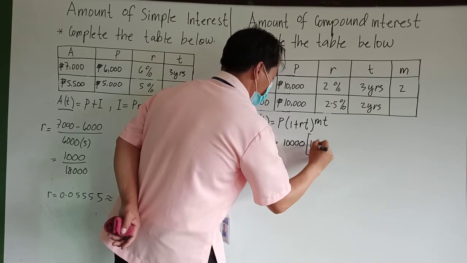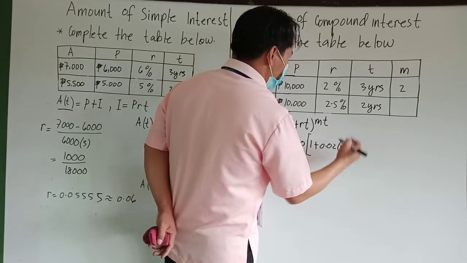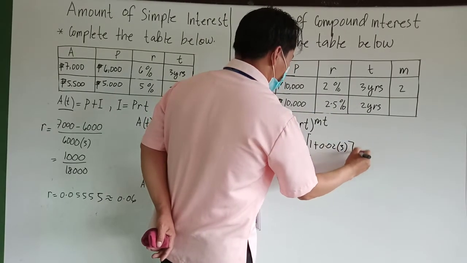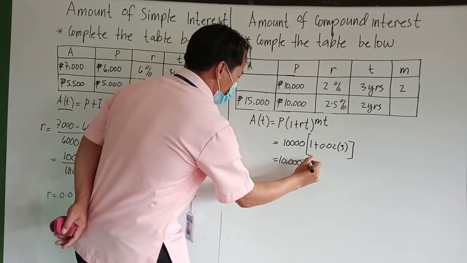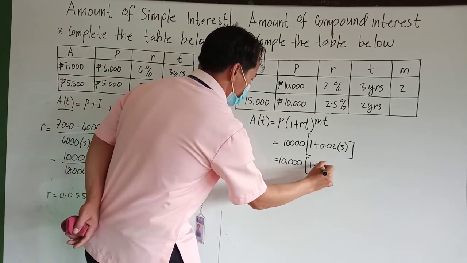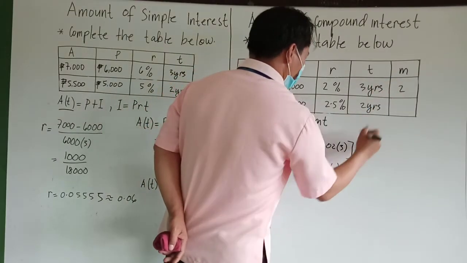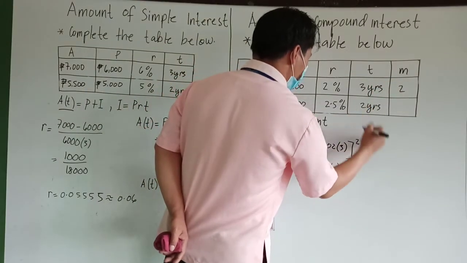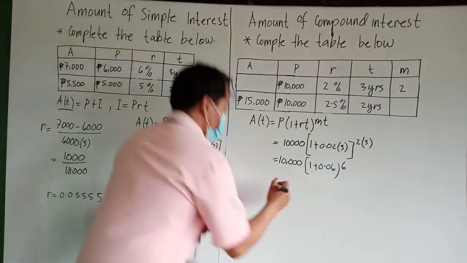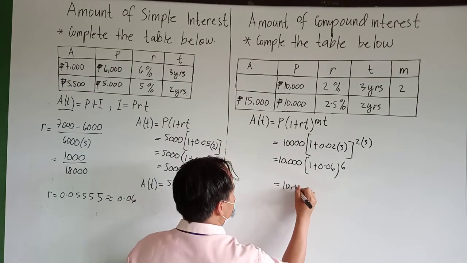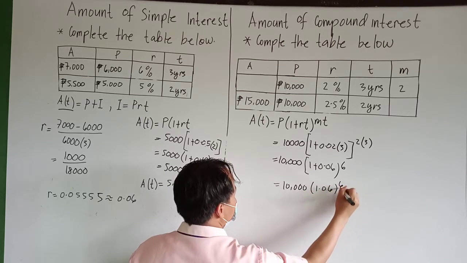The quantity of 1 plus the rate, 2%, 0.02 times 3 years. Okay? After that, we have here 10,000 times the quantity of 1 plus 0.06 to the power of M, which is actually equal to, we have here 2 and times equal to 3. And that is equivalent to 6. Or, this will give us 10,000 times the quantity of 1.06 to the power of 6.